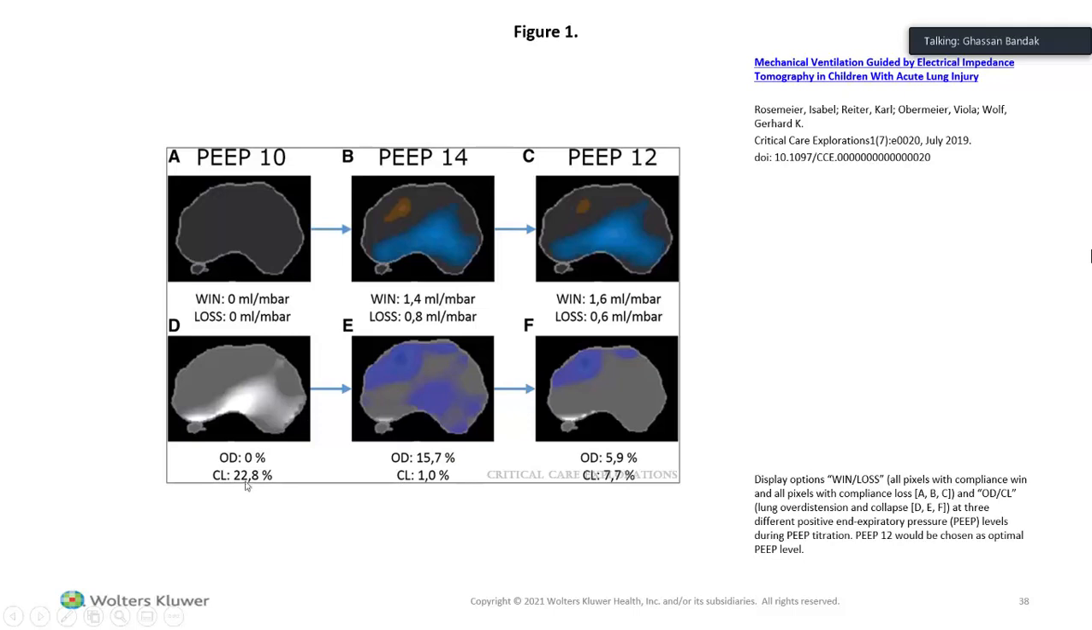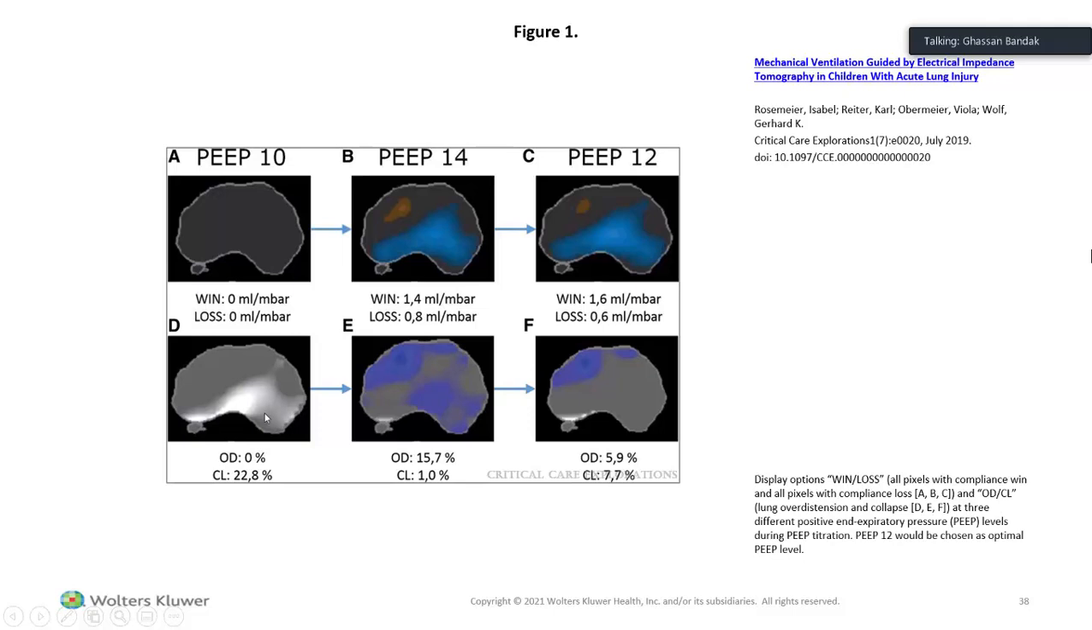So CL is collapse. Here collapse was 22.8%. When you went to a PEEP of 14, collapse went to 1%. See, this very tiny, in picture E, there's a little bit of white here. All the white went away. But you had 16% over distension. This purplish color here is over distended lungs. And you can correlate here that the hyperdistended lung had less win compared to the collapsed lung that we recruited.